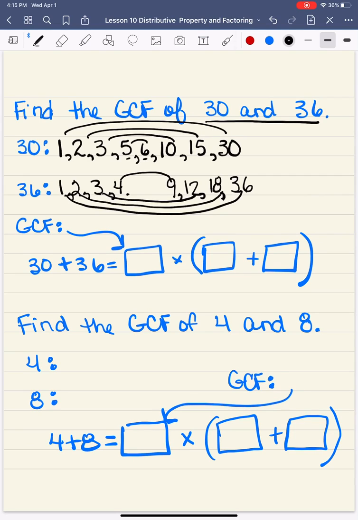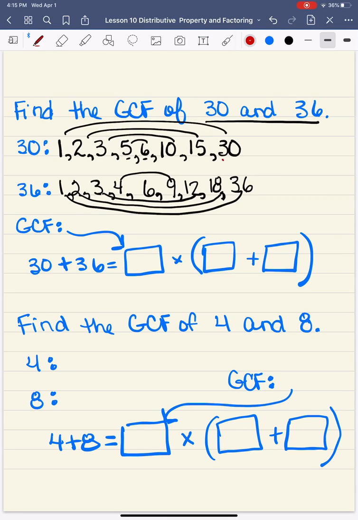5 will not go in there, but 6 will, and it's 6 times itself, 6 times 6, so I only have to write that one time. Okay, so I'm looking for some common factors. It might actually help to just start with the bigger numbers and move back.